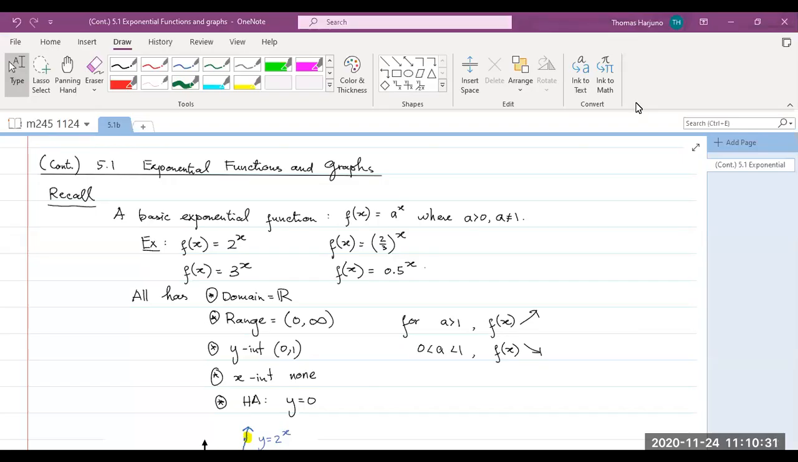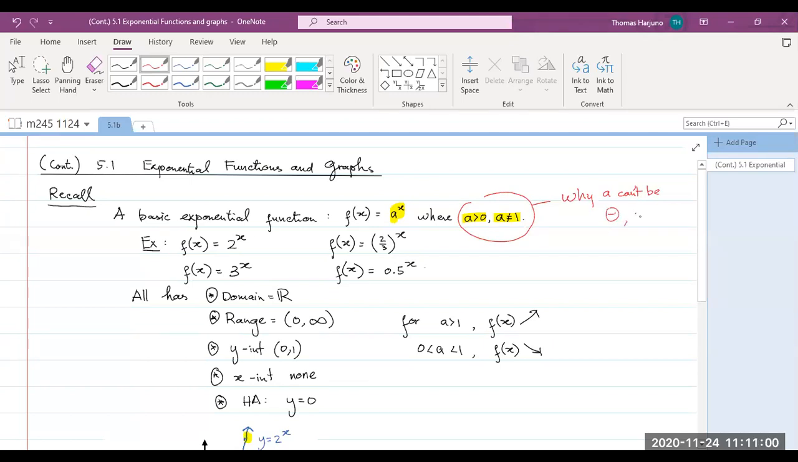Last time we talked about the basic exponential function, where f(x) is the base a to the x, and a has to be positive and cannot be 1. I will explain later on why a can't be negative, can't be 0, and cannot be 1. Okay, but maybe toward the end of the lecture today.